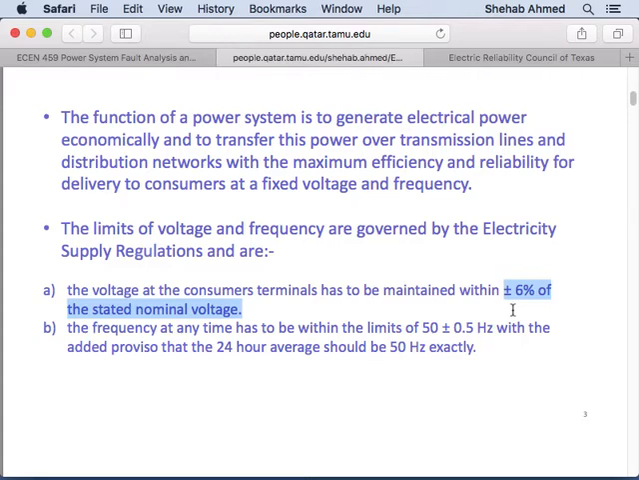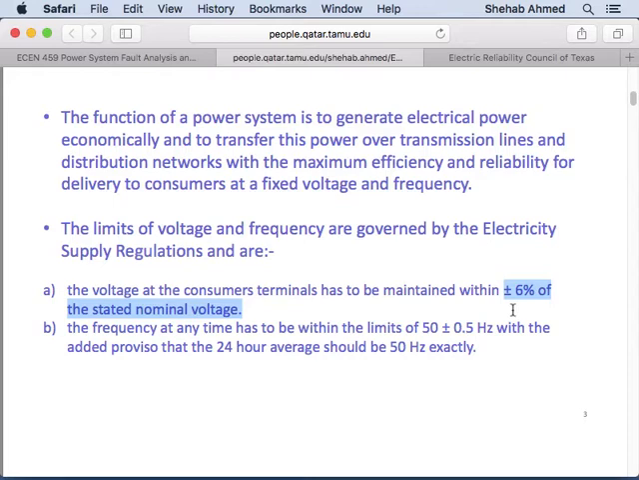Education City taps into Kahrama at 11 kilovolts. So then they distribute within Education City at 11 kilovolts. Everything coming in at 11 kilovolts, that is Kahrama giving Education City power. Then there's a transformer within Education City to take this 11 kilovolt and step it down to 480 volt, and 480 volt is the line-to-line voltage.